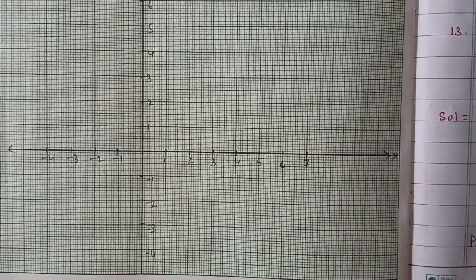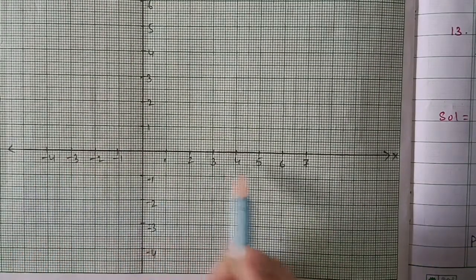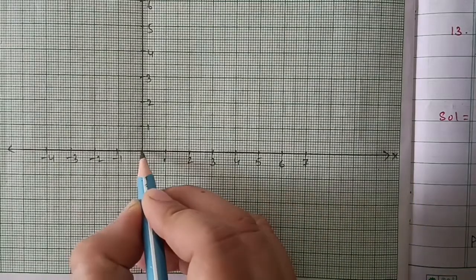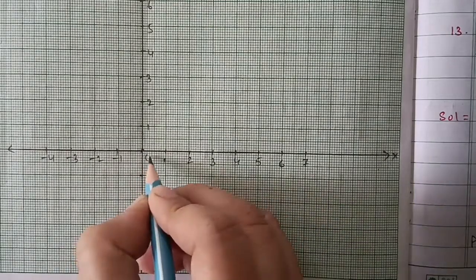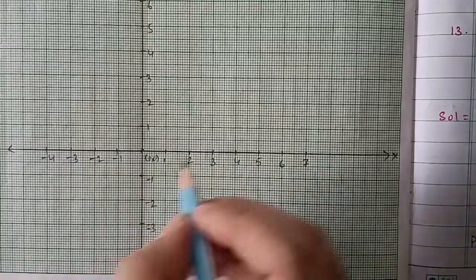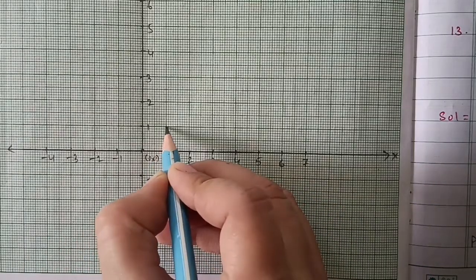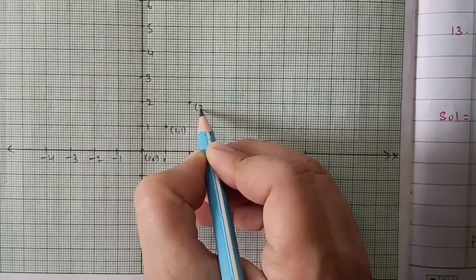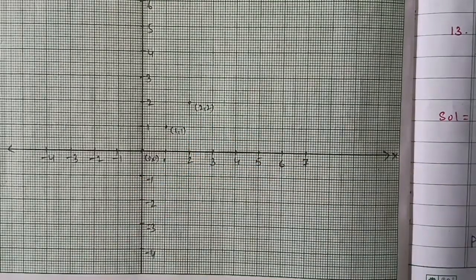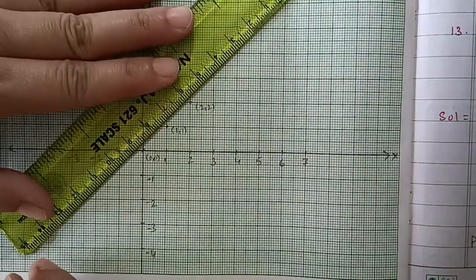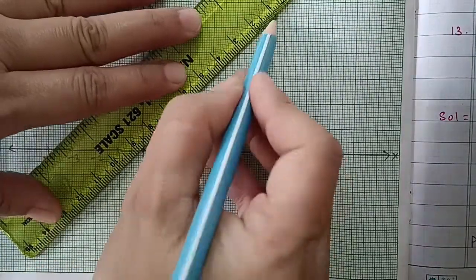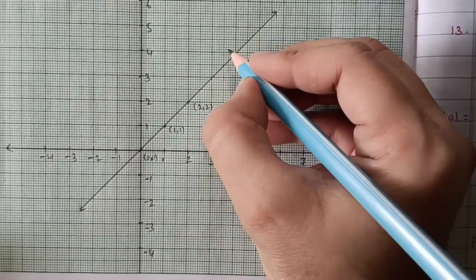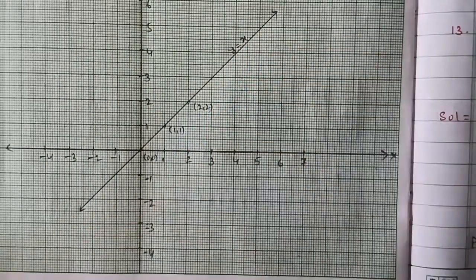So first is y equal to 0 means x-axis. For the second line I have taken when x is 0 y is also 0. This is the first point. When x is 1 y is also 1. This is second point. X is 2 y is also 2. This is third point for the second line. This is for y equal to x.